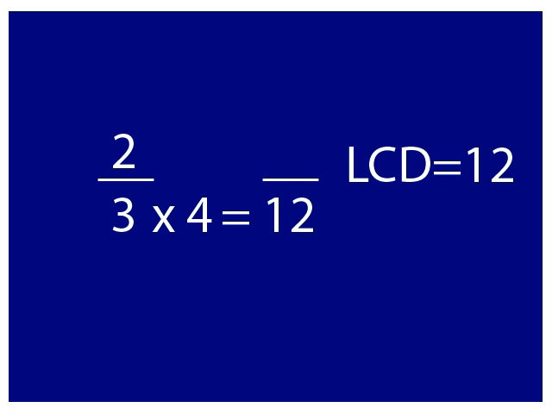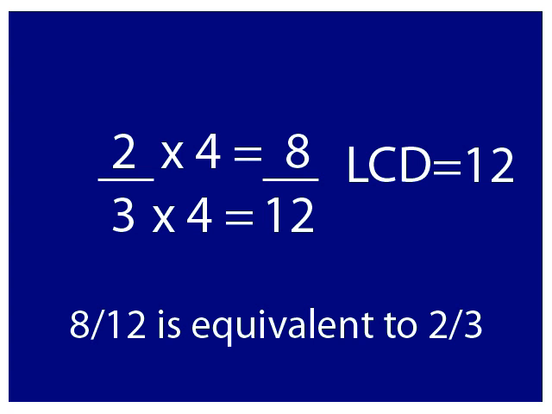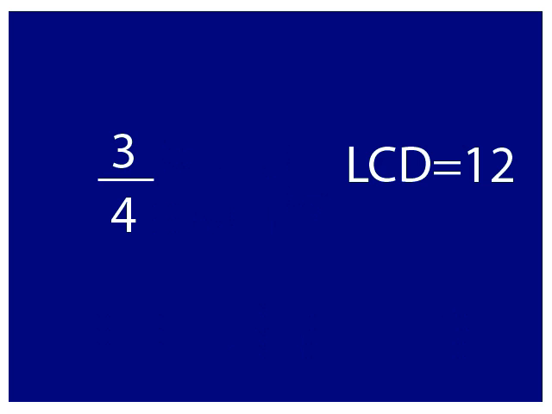In order to change any fraction into an equivalent fraction, we must multiply the numerator and the denominator by the same number. In this case, we will multiply the denominator as well as the numerator by 4. We have now changed the first of the 2 add-ins, 2/3, into an equivalent fraction, 8/12. Now let's look at the second add-in, 3/4.